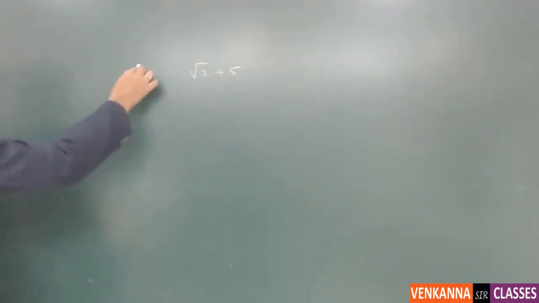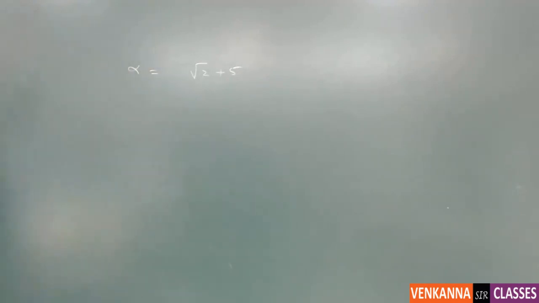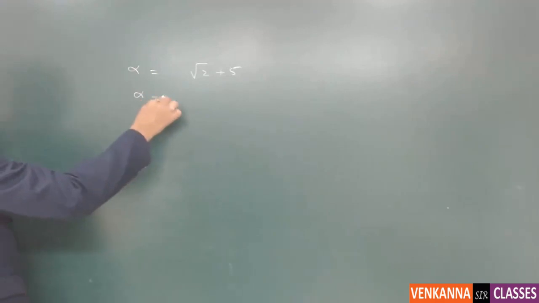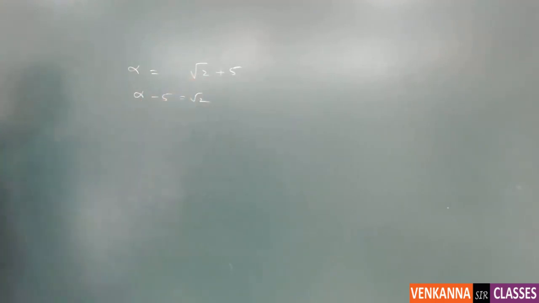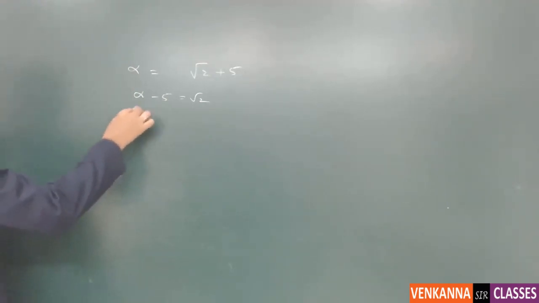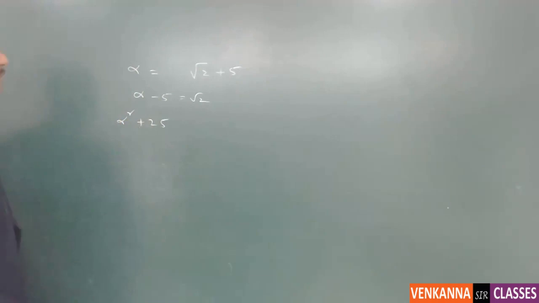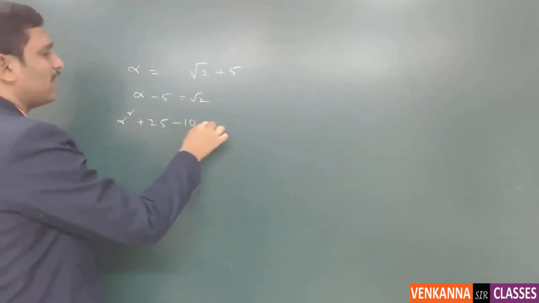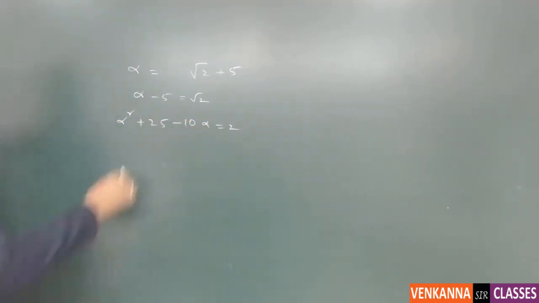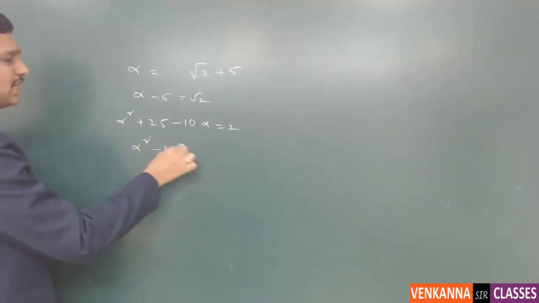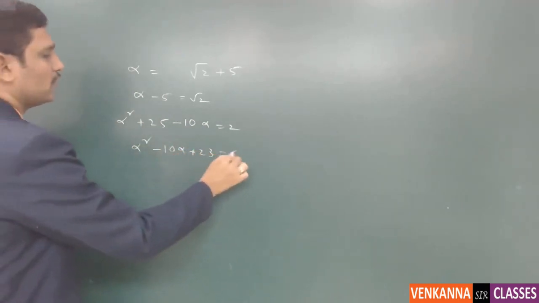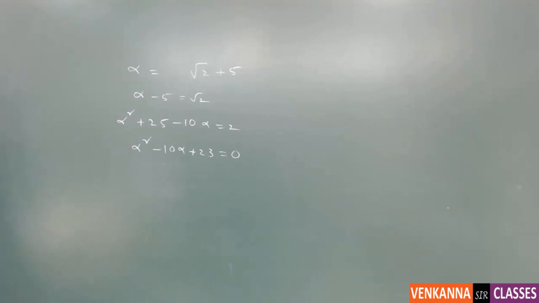So let us take this is equal to alpha. So this implies alpha minus 5 is equal to root 2. Now let us take squaring on both sides. From this you can say alpha square plus 25 minus 10 alpha is equal to 2. Implies that alpha square minus 10 alpha plus 23 equal to 0. You accepted?